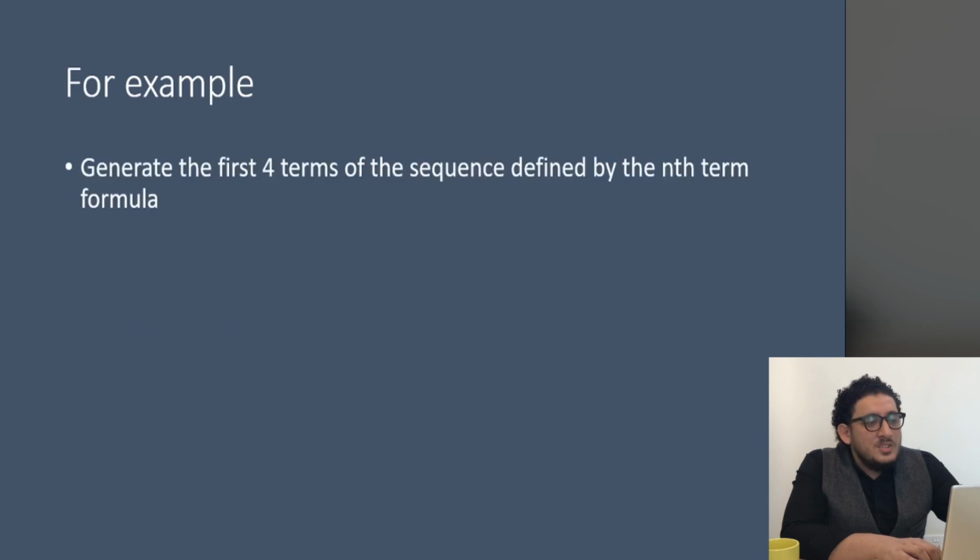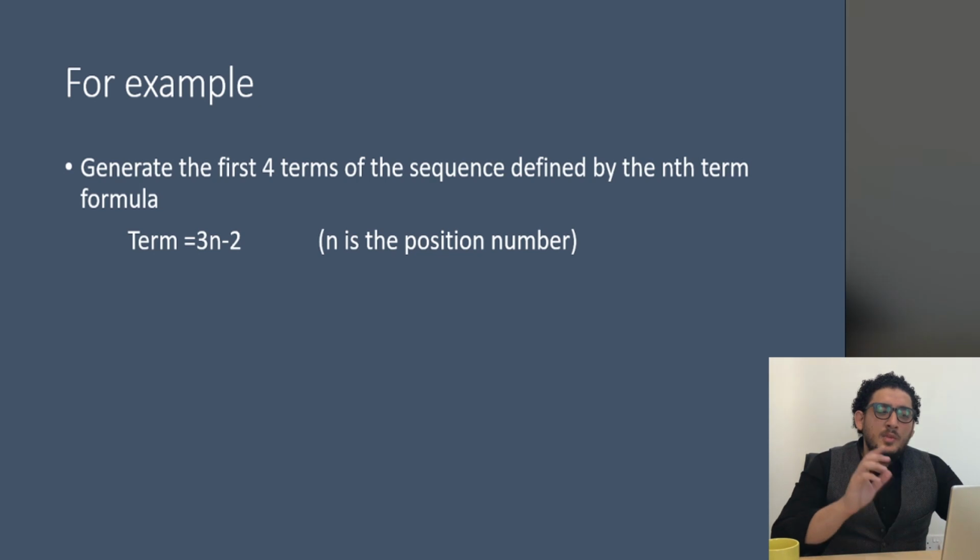For example, generate the first 4 terms of the sequence defined by the nth term formula. Okay. Where is the nth term formula? It's this equation. Term equals 3n minus 2.